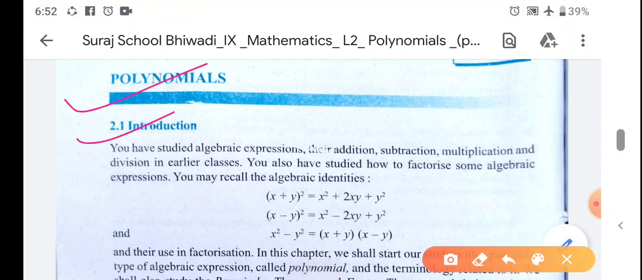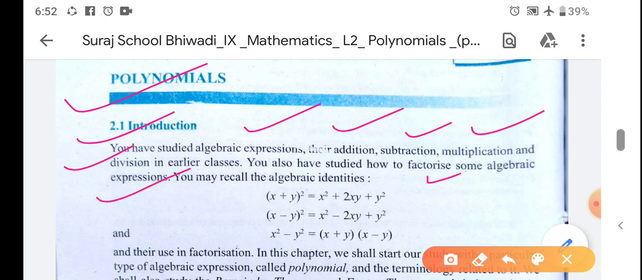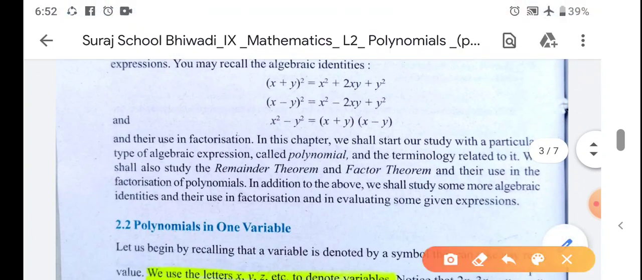First is introduction. You have studied algebraic expressions, their addition, subtraction, multiplication, division in your earlier classes. You also have studied how to factorize some algebraic expressions, and you may have come across these three identities: x plus y whole square is x square plus y square plus 2xy, then x minus y whole square is x square plus y square minus 2xy, and then x square minus y square is x plus y into x minus y, and their use in factorization. Okay, so in this chapter we shall start our study with a particular type of algebraic expression called a polynomial.